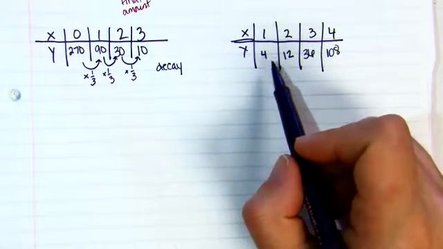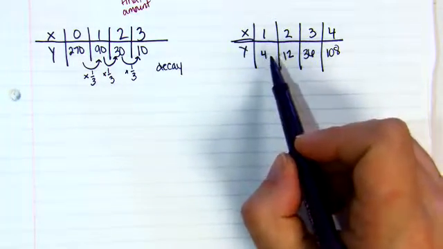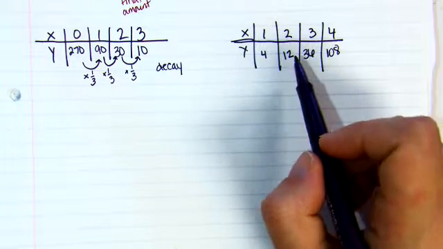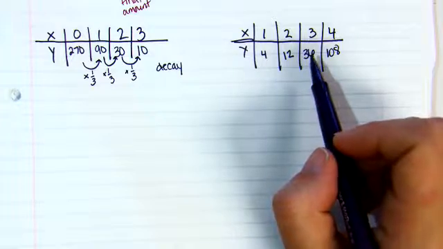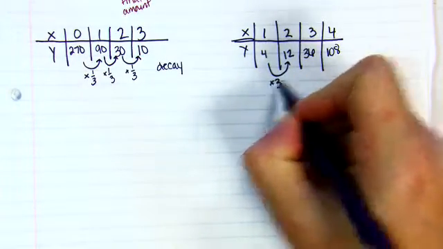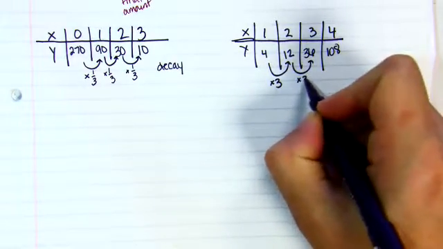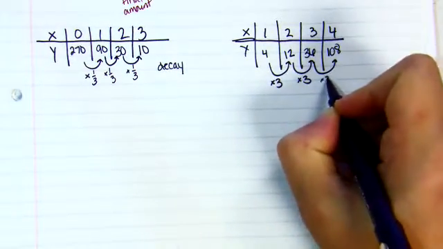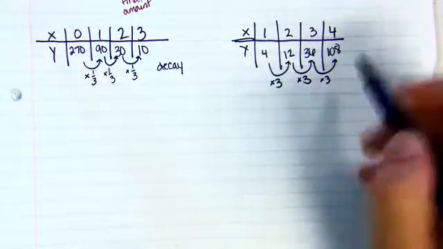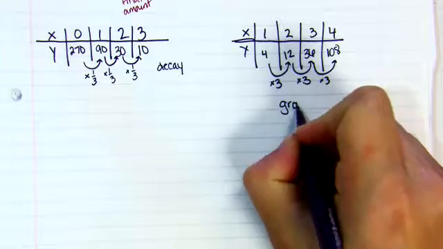My next thing to check is that I'm increasing. To get from 4 to 12, I multiply by 3. To get from 12 to 36, I multiply by 3. I multiply by 3 again to get 108. So this is going to be an exponential growth function, because to go from one term to the next, I'm multiplying by a number that's greater than 1.